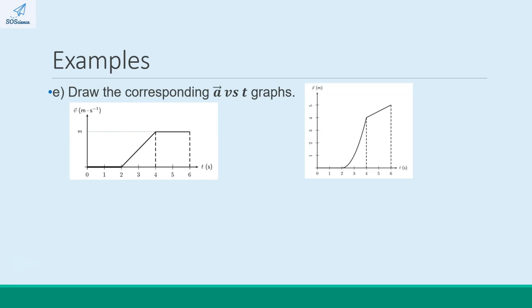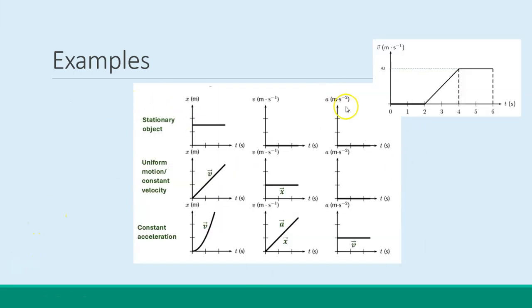The next question asks us to draw the corresponding acceleration time graph. So this was our original position time graph. Then we managed to draw this velocity time graph. So again, if we come to the summary of graphs, it makes it a lot easier for us. This is the velocity time graph.